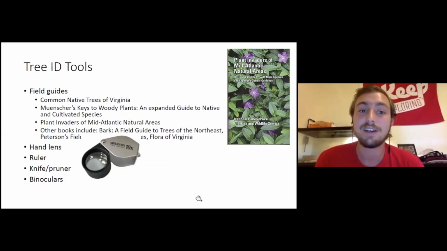But if you want to have a more comprehensive key, I would suggest using Muenscher's Key to Woody Plants, which says it has cultivated species, but really only woody. And then if you want to have some more herbaceous species as well, the Plant Invaders of Mid-Atlantic Natural Areas, the book pictured here to the right, is very, very helpful.